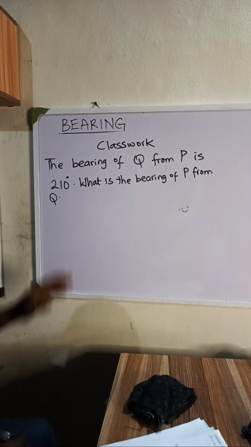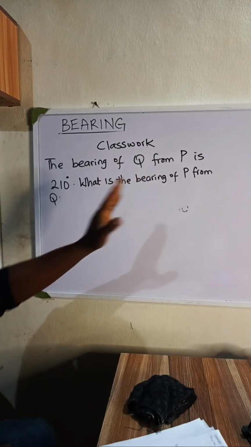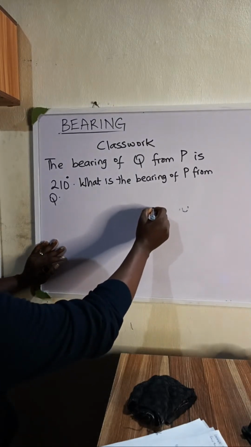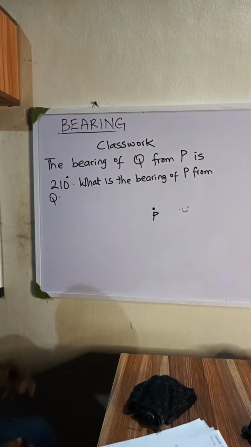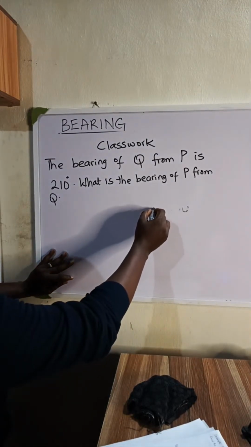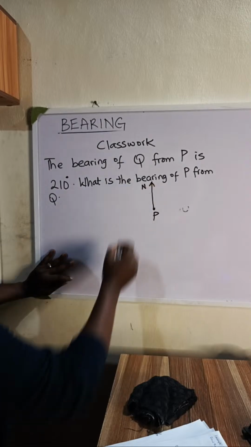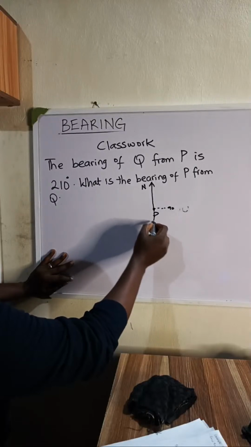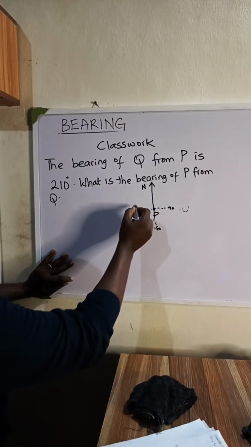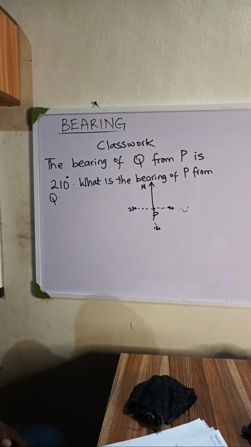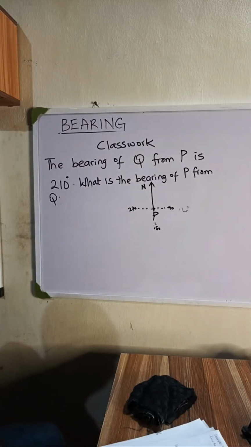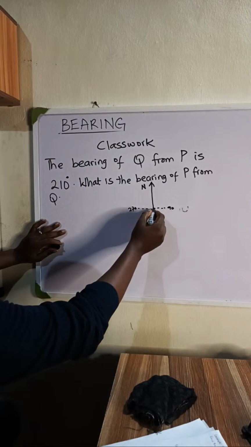So we're told that the bearing of Q from P is 210 degrees. We are moving from P. So this is P. The first thing we do is to get the north direction. And we know that here is 90, here is 180, here is 270. So that means 210 is between 180 and 270. So it's going to be around here.